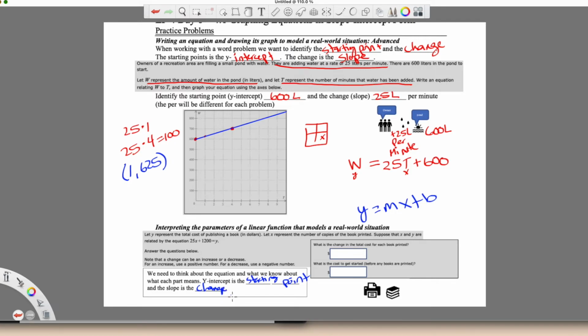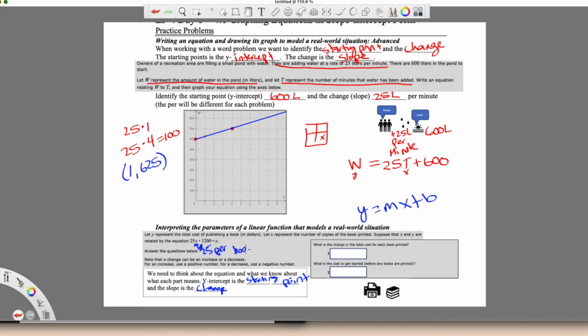So in this case, my starting point is going to be $1,200. So apparently no matter how many books we print, it's going to cost $1,200. There must be some kind of rentals or machinery, something along those lines. It's going to be $1,200 no matter what. And then for every single book, because remember X represents the number of books, it looks like I'm multiplying by 25. So if X is the number of books and I'm multiplying by 25, it's $25 per book.